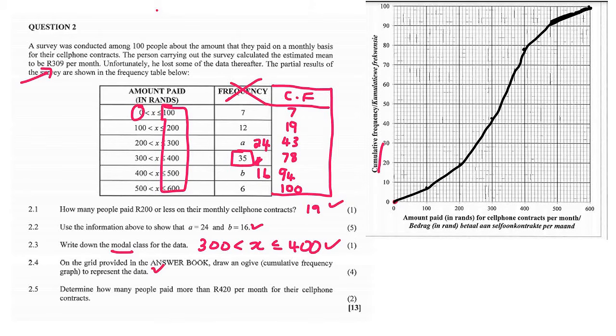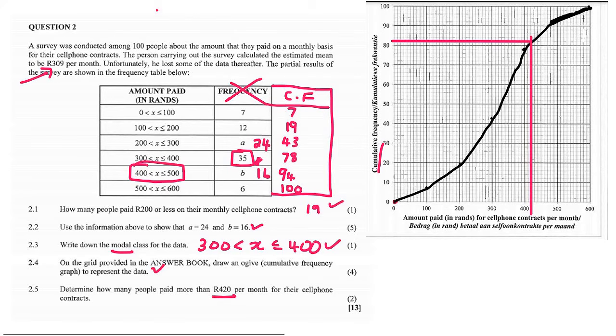And then 2.5, determine how many people paid more than 420 Rand per month. Now, why is this question a little bit weird? Well, you can't answer this one from the table because it says 400 up to 500, it doesn't say 420. So we use our ogive curve and go to 420, which would be over here. You then use your ruler and draw a line going up until it touches the graph, and then where it hits your graph you go across.